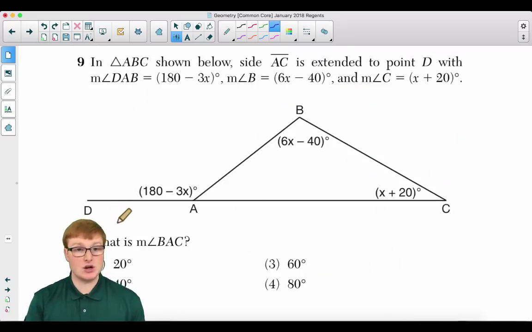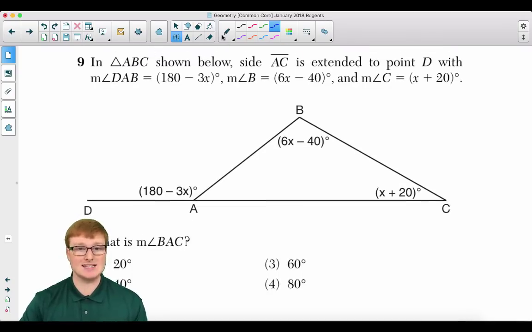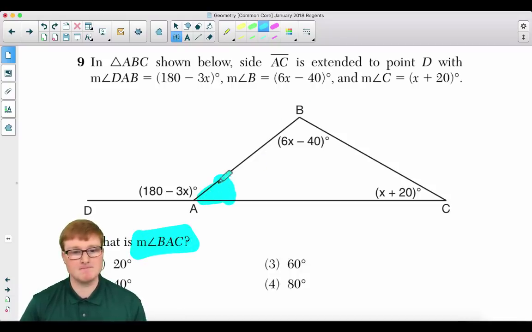Number 9. In triangle ABC shown below, side AC is extended to point D with the measure of angle DAB equal to 180 minus 3x. The measure of angle B is 6x minus 40, and C is x plus 20. What is the measure of angle BAC? So we're looking for the measure of angle BAC. We're looking for this angle right over here.